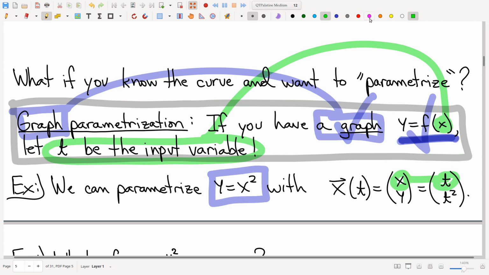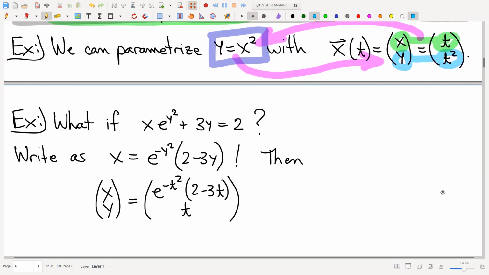Here's the big idea. If x is t, plug that in. That forces you to make y equal to t squared. Check it out. We have position as a function of time. Again, touchdown, we win. It's that easy. Everybody on board? Super cool, when it works.